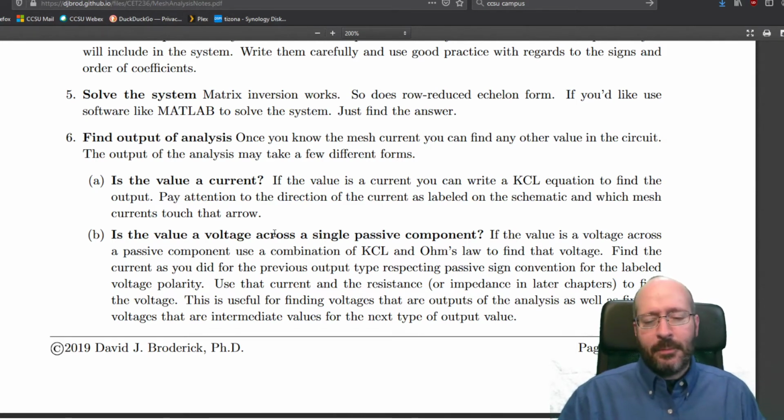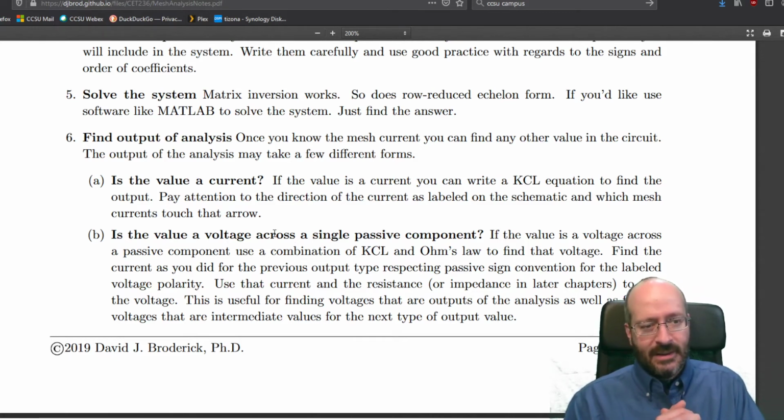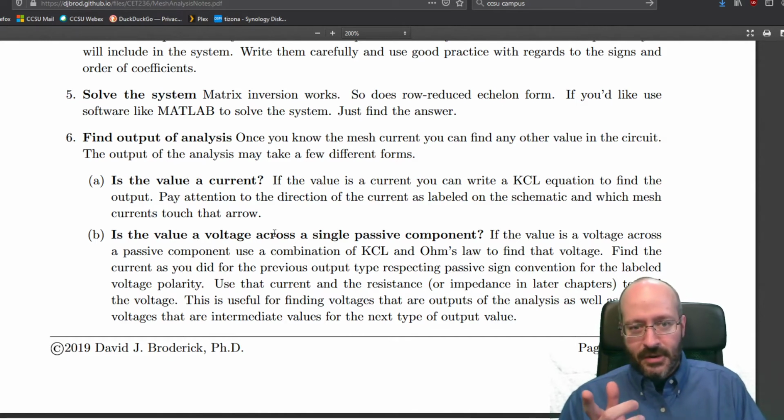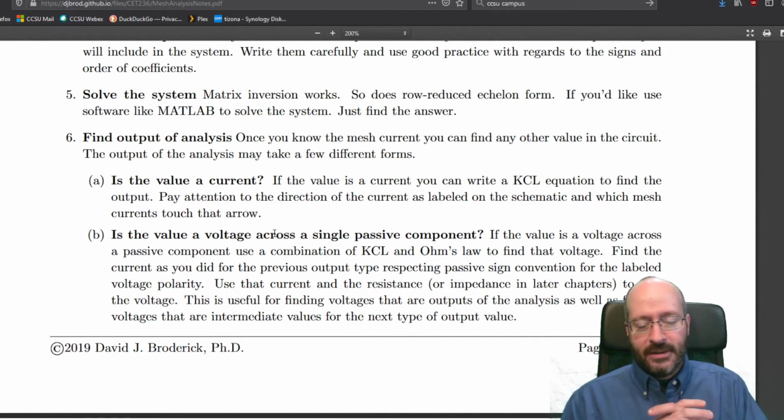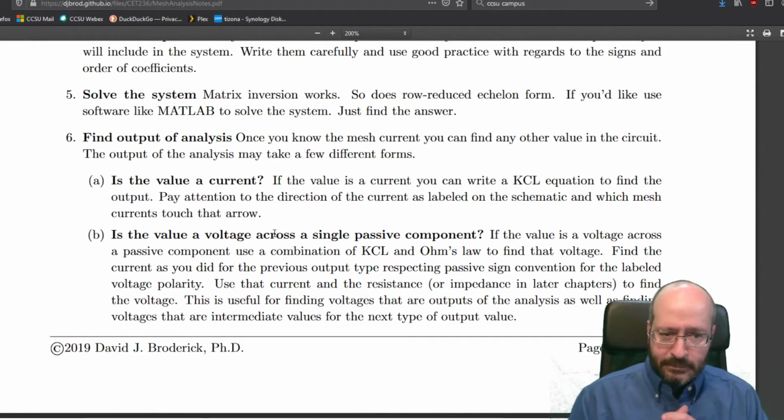So we have to find the output. If the value is a current, that's the easiest one when it comes to mesh analysis. Play the same game. Does the mesh current touch your output current? Does it go in the same or opposite direction? Then write the KCL the same way you would as we did previously.